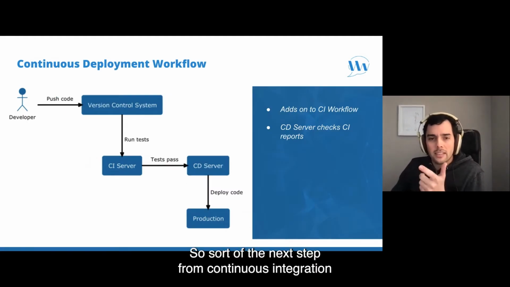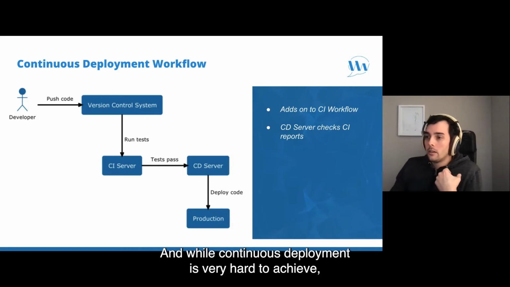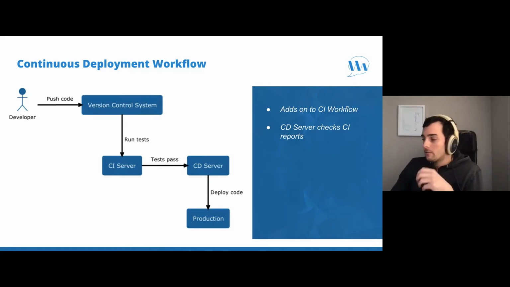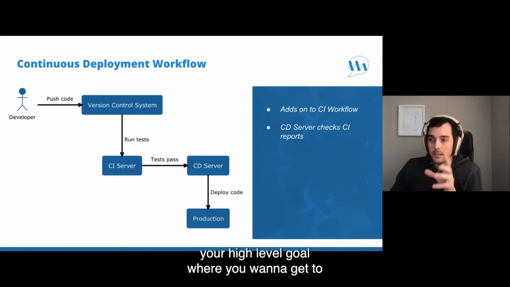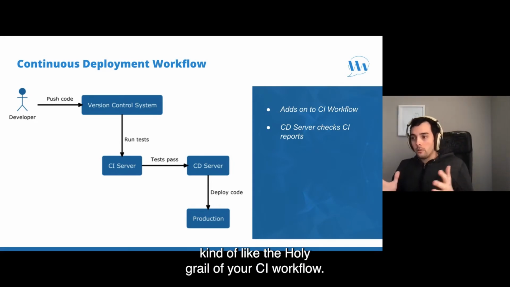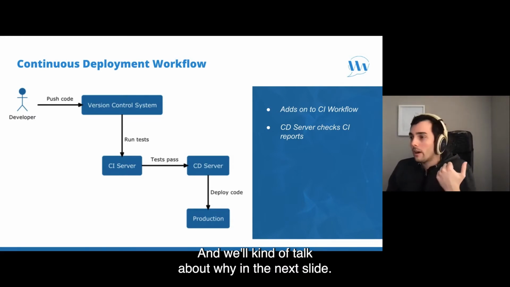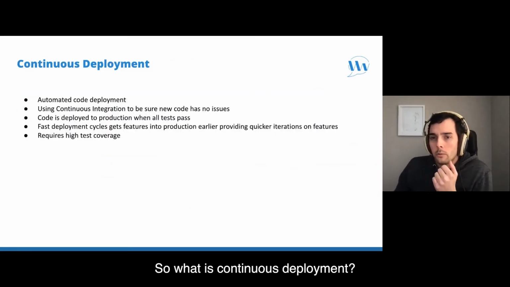So sort of the next step from continuous integration is continuous deployment. And while continuous deployment is very hard to achieve, it's a pretty good practice to have this be your high level goal where you want to get to, kind of like the holy grail of your CI workflow. And we'll talk about why in the next slide.